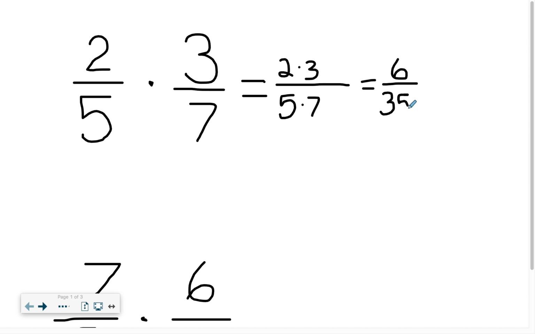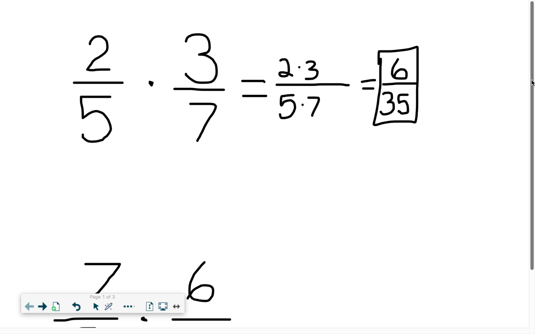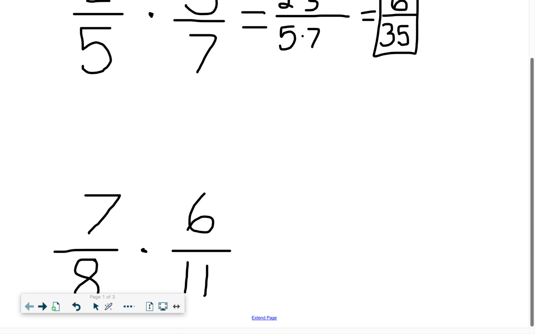Now we're going to look at this and ask, is this simplified as much as possible? And your answer is yes, that is simplified as much as we possibly can at this point. So we're going to say that is our answer. We're done. Perfect.